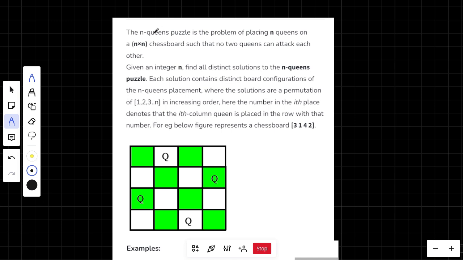Guys, today we are back with another problem, and today's problem is solving the N Queens puzzle problem. This is the N Queens puzzle problem: placing N queens on the N cross N chessboard such that no two queens can attack each other. Given an integer N, find all distinct solutions to the N Queens puzzle. Each solution contains distinct board configurations of the N Queens placements, where the solutions are a permutation in increasing order. Here the number in the ith position denotes the column in which the ith queen is placed.